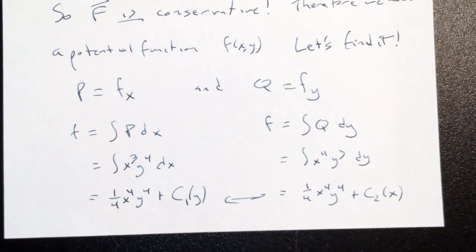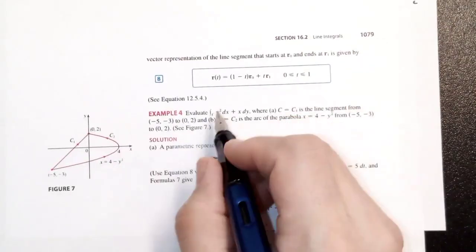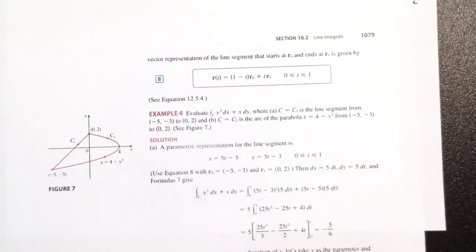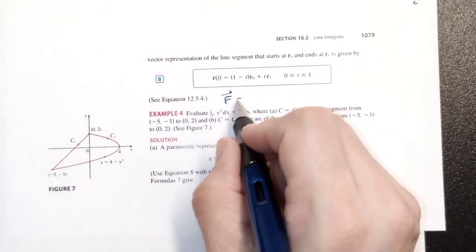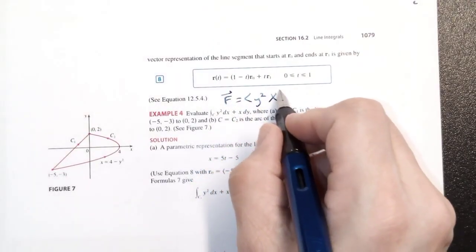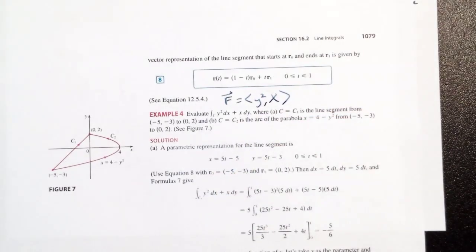As a matter of fact, back in the last chapter, we did this integral. Example 4. We did the integral of y squared dx plus x dy. I can think of that as the integral of the vector field y squared, x. Well, there's P and there's Q. What's P_y? It's 2y. And Q_x is 1. And those are different, right?